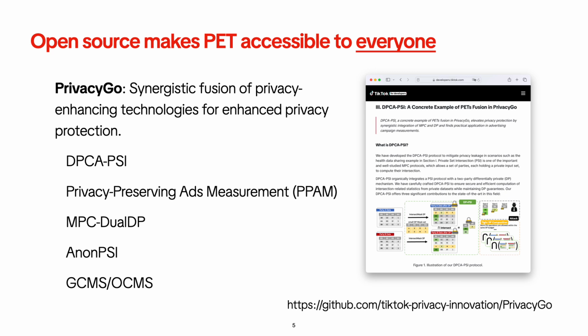MPC Dual DP is a distributed protocol for generating shared differential privacy noise in a two-server setting. MPC Dual DP leverages MPC to sample random noise according to specific distributions and outputs the noise in the form of secret sharing.